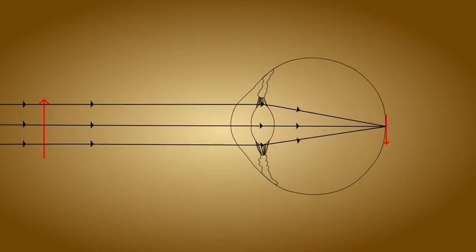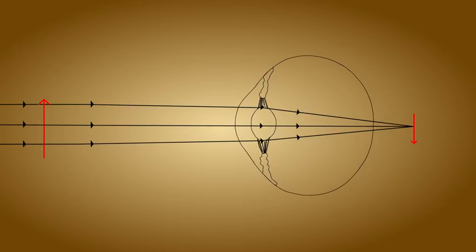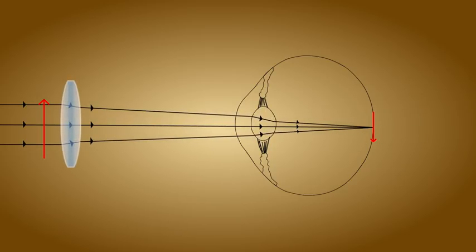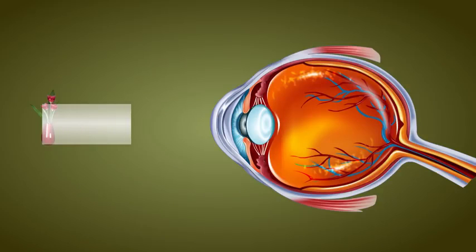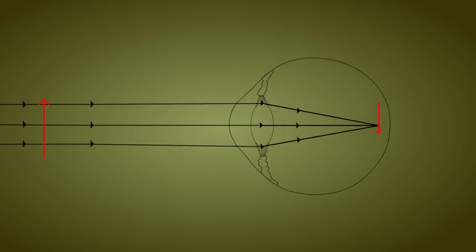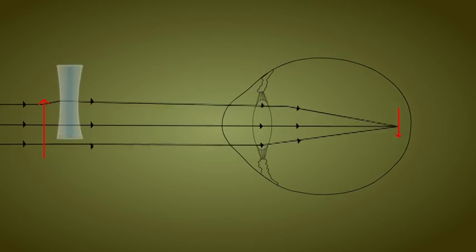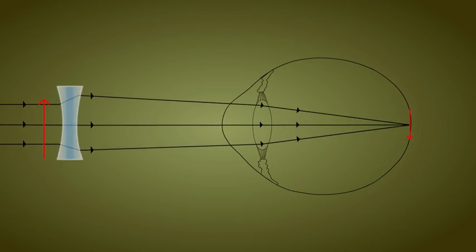This is due to the increase in focal length of the lens and decrease in the length of the eyeball. This defect can be corrected using convex lens of suitable focal length. The next defect is myopia or short-sightedness, in which distant objects cannot be seen clearly as the image is formed in front of the retina. This defect may be due to the increase in curvature of the lens or due to the increase in length of the eyeball. This defect can be corrected using concave lens of suitable focal length.